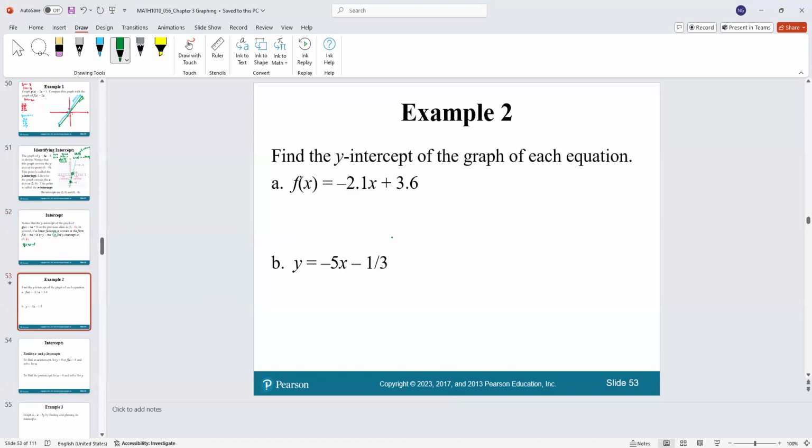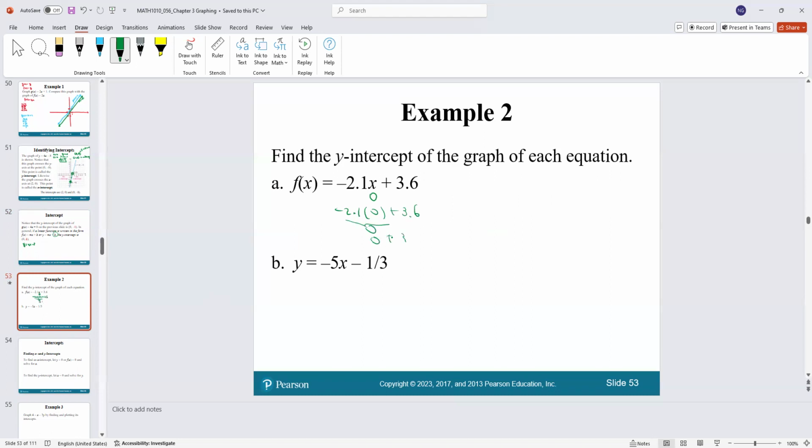Now, this is a question they ask us to do in these examples. Example 1, they ask you to find the y-intercept of the graph of each equation. Y-intercept means x is 0. So if you have negative 2.1 times 0 plus 3.6, remember this term right here is 0.